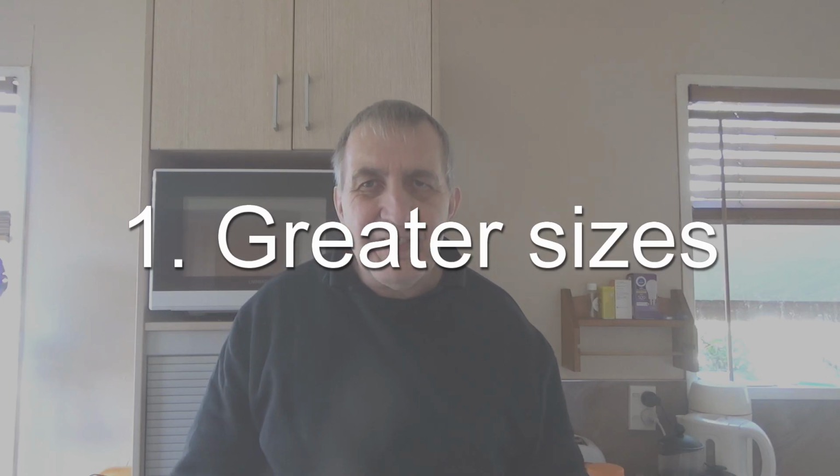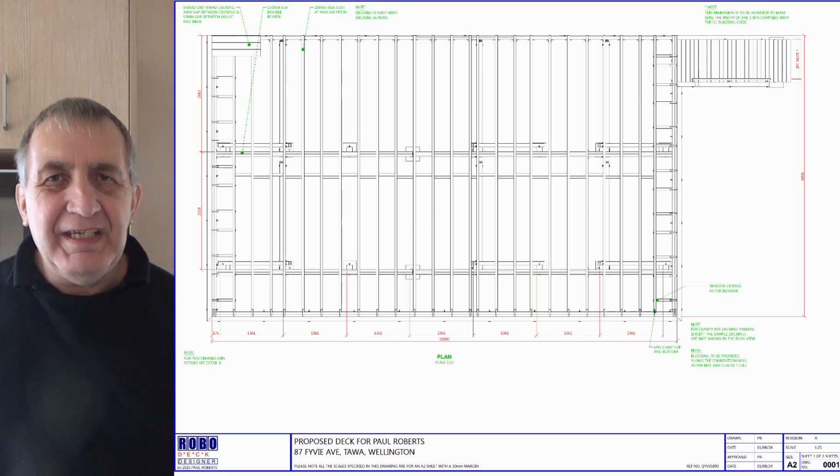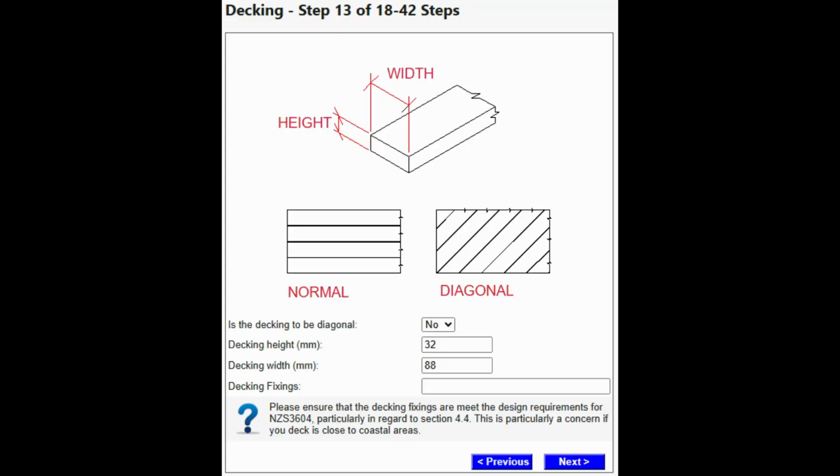So the first enhancement to the online tool is the creation of larger deck drawings. Generally the new size limit is 10 metres by 6 metres. The limitations there are just what you can actually fit into the drawing. There are a few changes for some of the drawings as well, but generally it's 10 metres by 6 metres, which is considerably bigger than 7.5 metres by 4.2 metres.